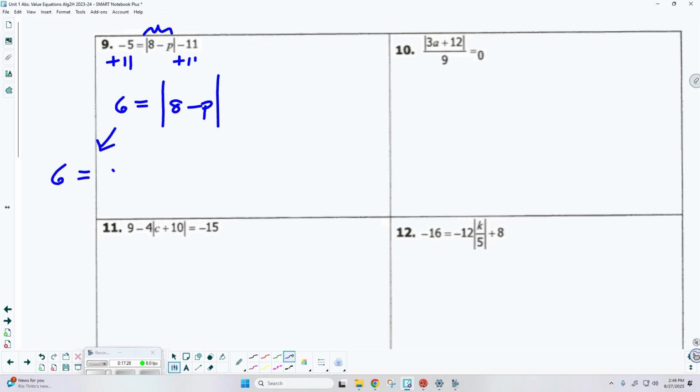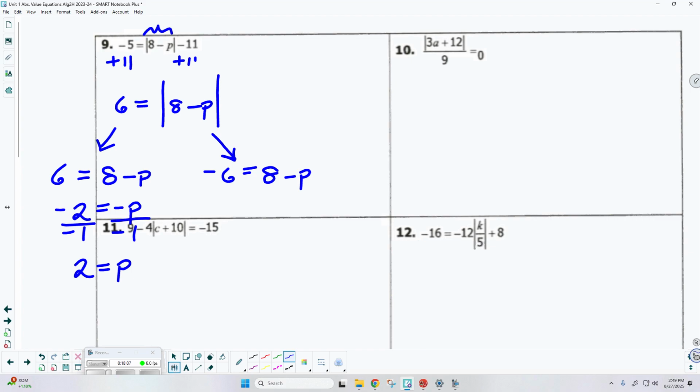Okay, so 6 equals 8 minus p. What's the second one? Okay, negative 6 equals 8 minus p. Remember, it's the constant that changes. Okay, so let's see here. If I subtract 8, I've got negative 2 is equal to negative p. Is that my solution? Okay, why not? What's wrong? There you go. I want p, not negative p. So I still got to divide through by a negative 1 or multiply through. So my first solution is 2.